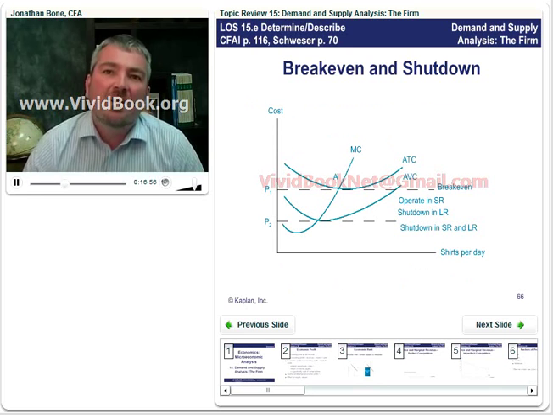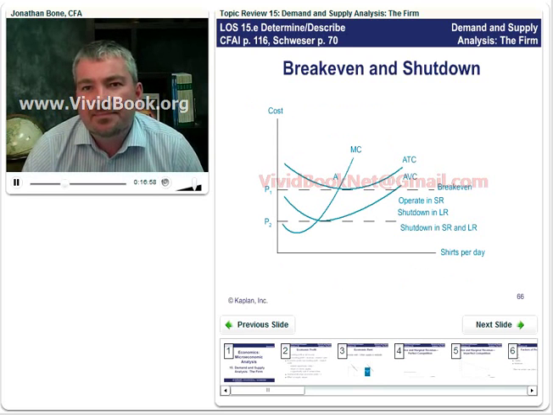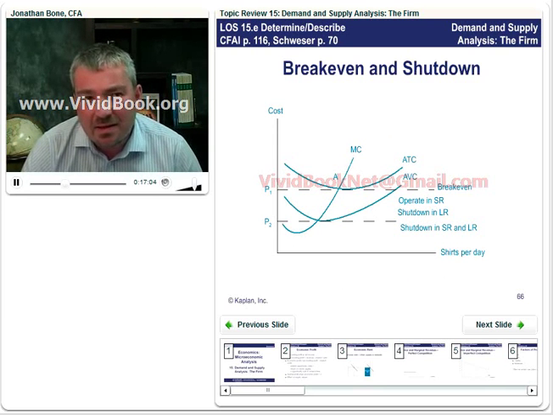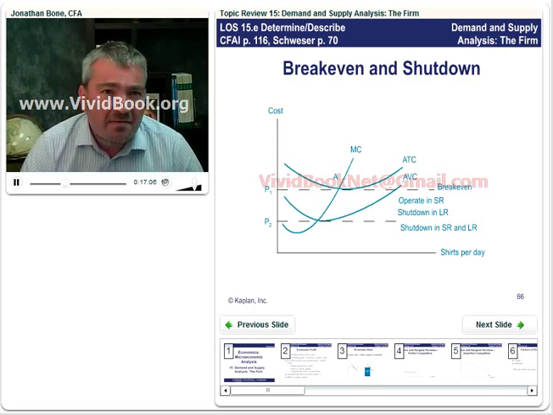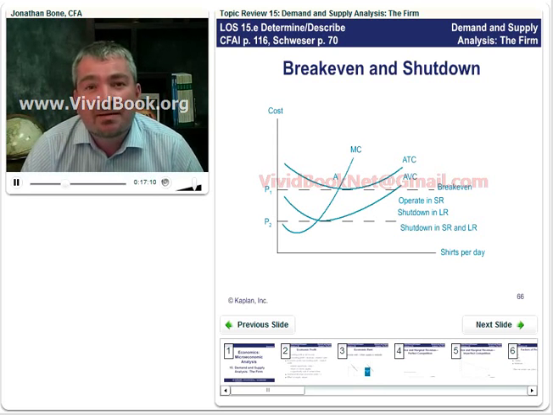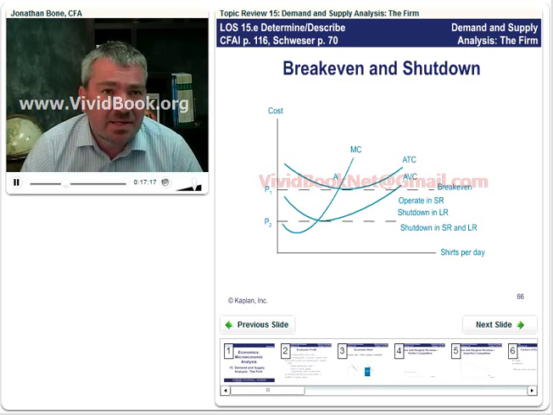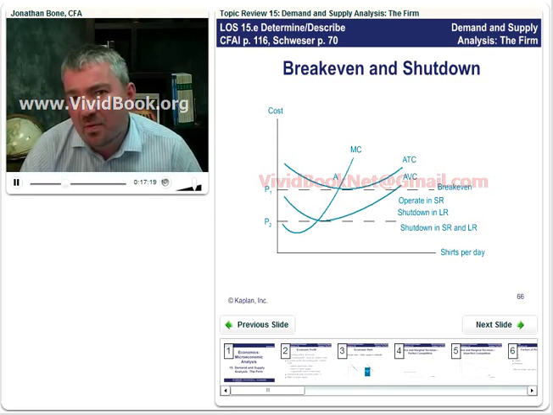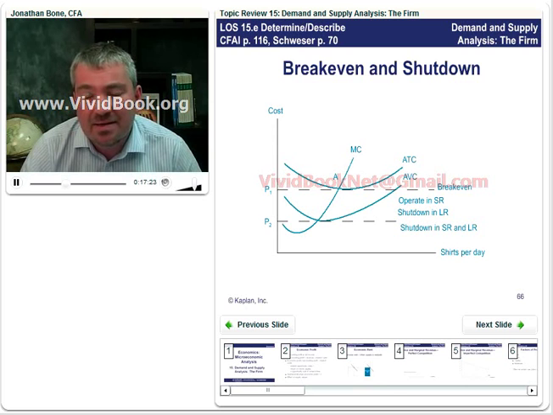Now we need to talk about break even and shutdown. Now again, this depends on whether we're looking at the long run or the short run. In the short run, fixed costs are going to be incurred whether you produce items or you produce nothing. They cannot be avoided. And if they can't be avoided in the short run, then maybe we shouldn't consider them. Variable costs, though, well, of course, these can be avoided. If you don't produce anything, you don't incur any variable costs.